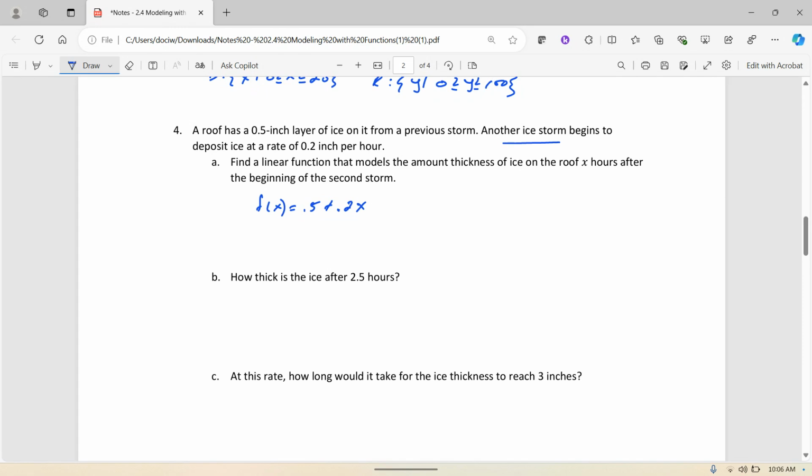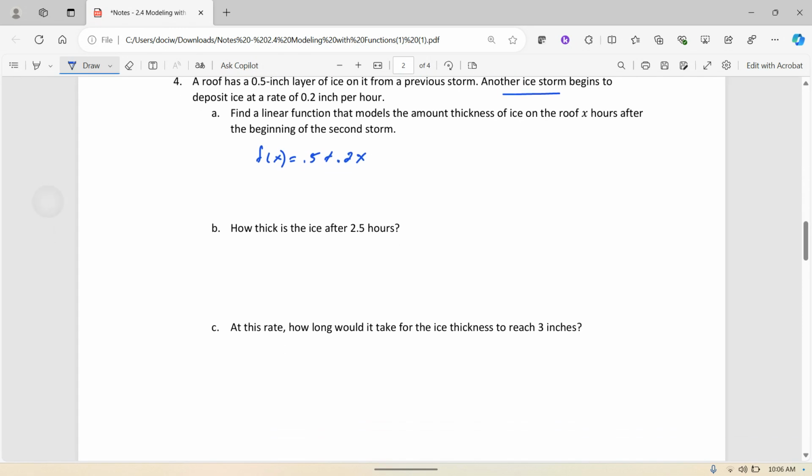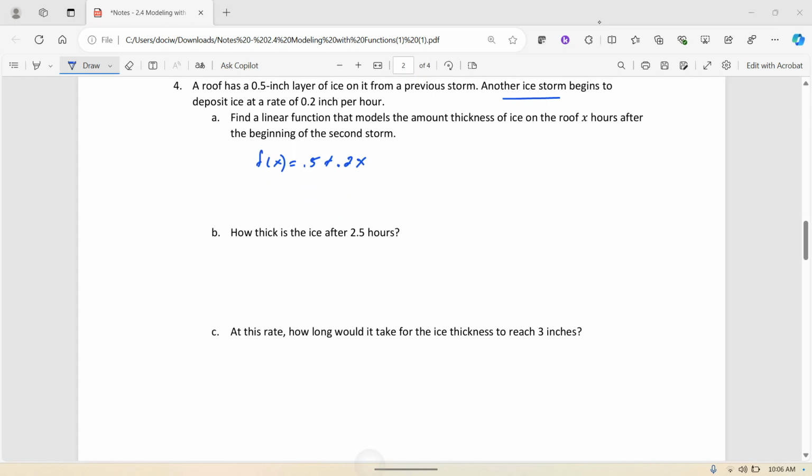Okay. Things here are going to work very similar to above. How thick is the ice after 2.5 hours? Again, I'm going to replace the x with 2.5 on both sides of the equation. Okay. So 0.5 plus 0.2 times 2.5 is 0.5, right? So that means that we should have 1 inch after 2.5 hours.